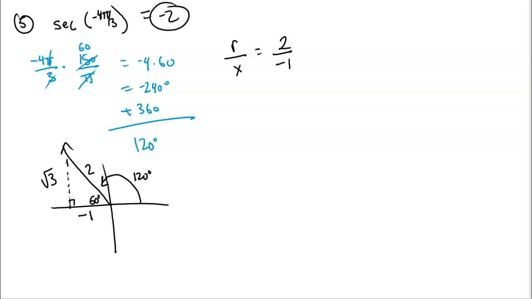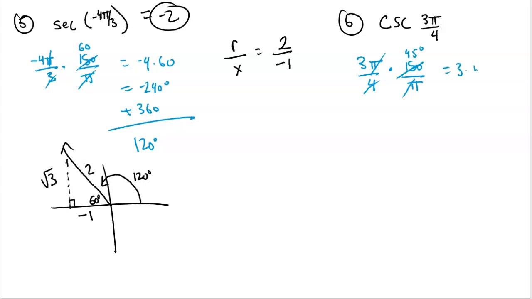Let's try one more. Call this number 6. I've done secant, and I think the only one I haven't done is cosecant. So let's do cosecant of 3 pi over 4. The first thing I'm going to do is change 3 pi over 4 into degrees. My pi's will cancel away. 4 goes into 180 45 times. So this is the same as 3 times 45 degrees, which is 135.